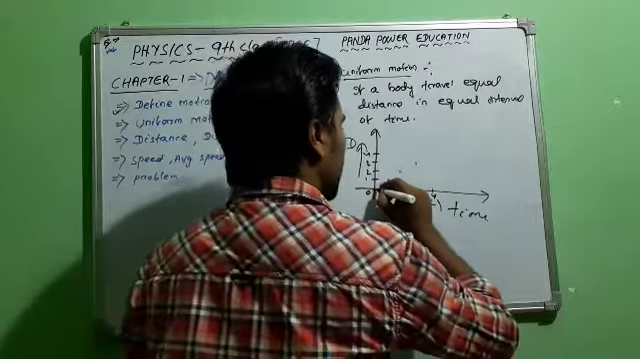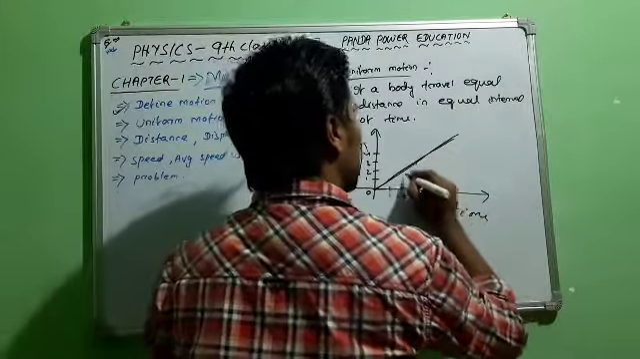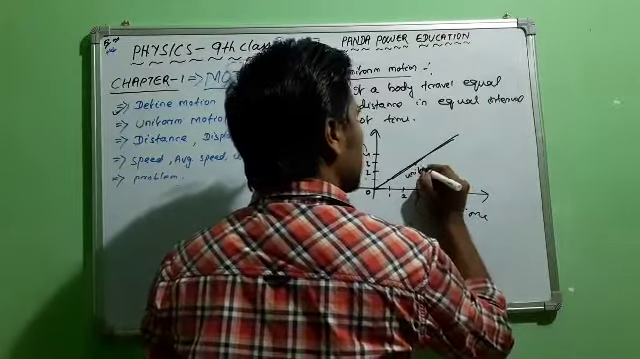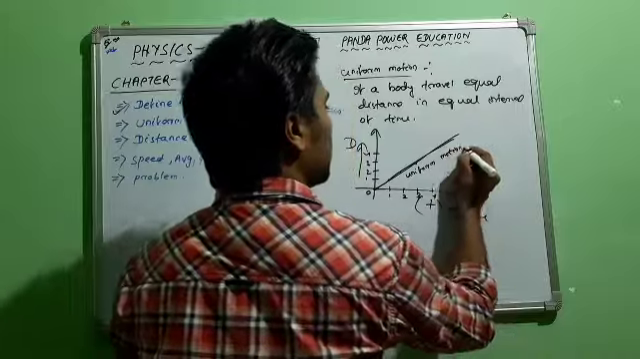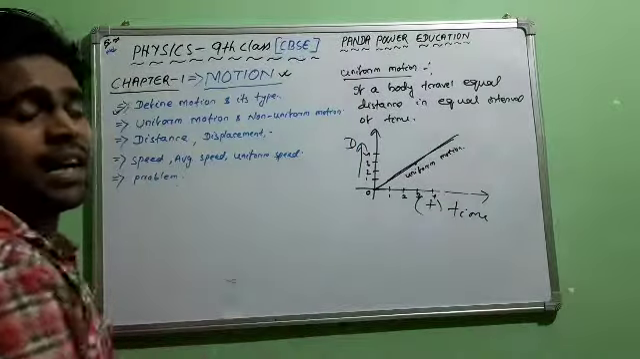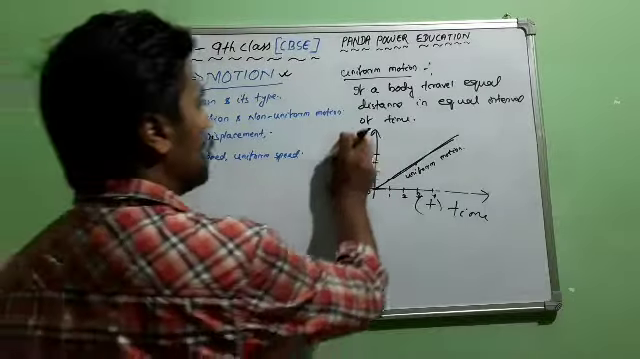Then the graph is like this, a straight line. This is called uniform motion. Note down, very important. That graph may be asked in your exam. Okay. Then write down non-uniform motion.